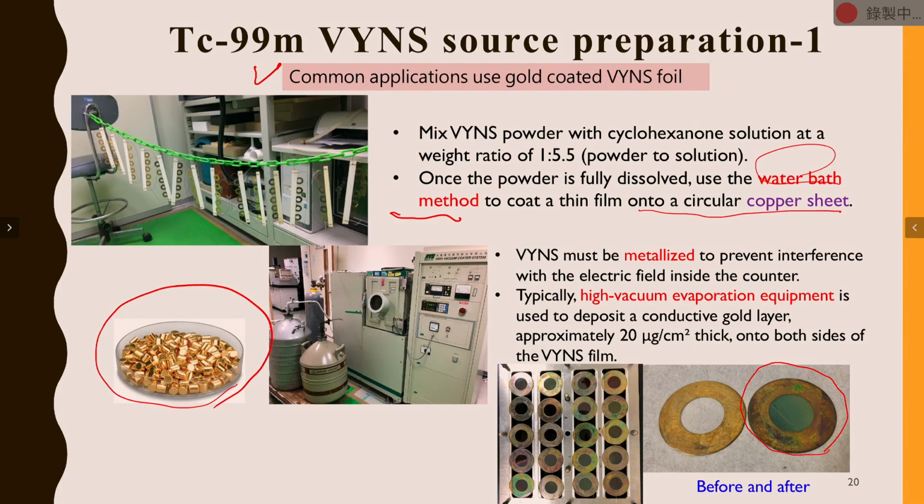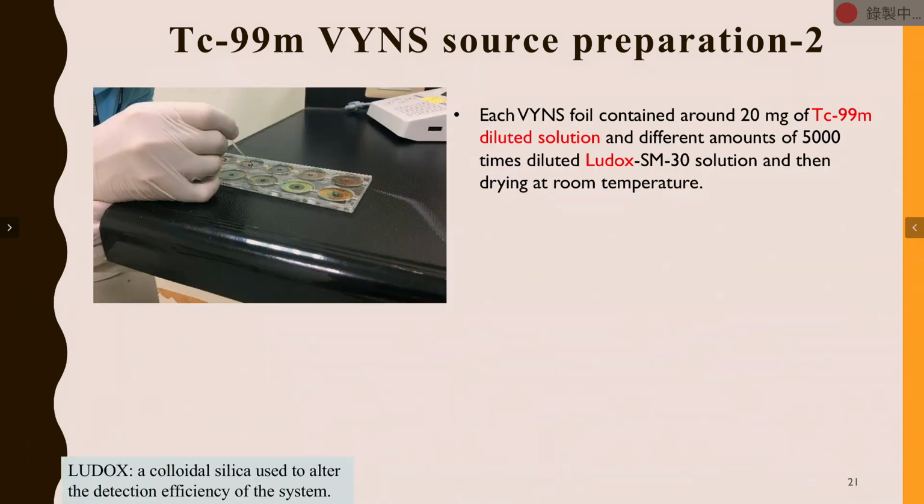And the TC99m source and different amounts of diluted Redox solution were prepared on gold-coated beam foil and then dried at room temperature. The Redox is to alter the detection efficiency of the system. And this is a picture.